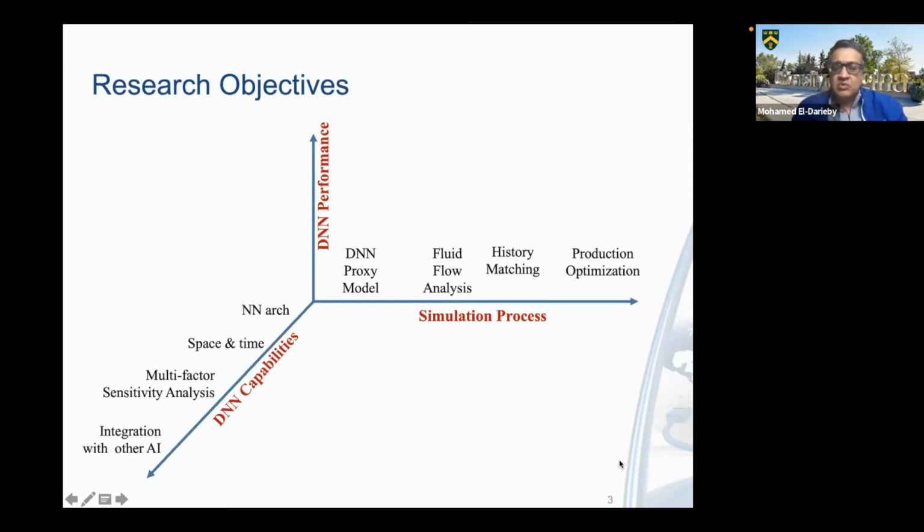We also tried to study the different capabilities of deep neural networks and how they can be programmed, how they can be built and used in simulation processes. And we studied all of this in terms of the accuracy of the characterization and prediction of the reservoirs, as well as the computational speed and cost of the deep neural network in carrying out these computations.